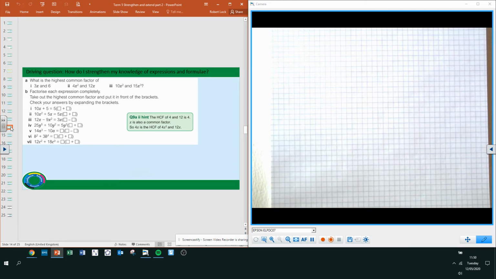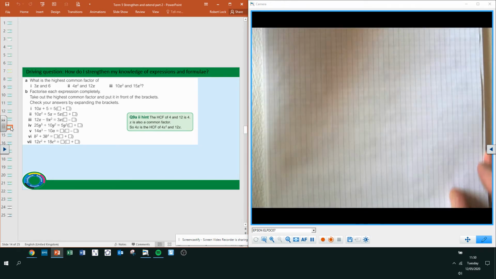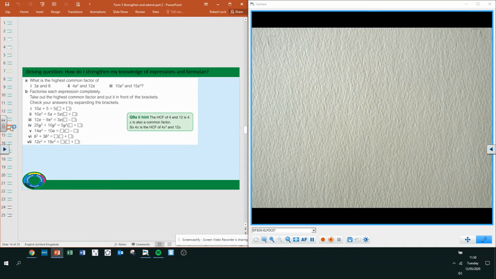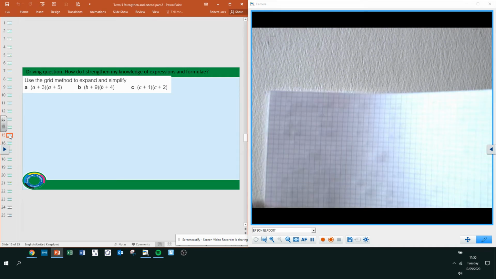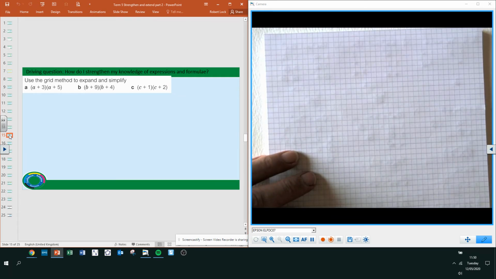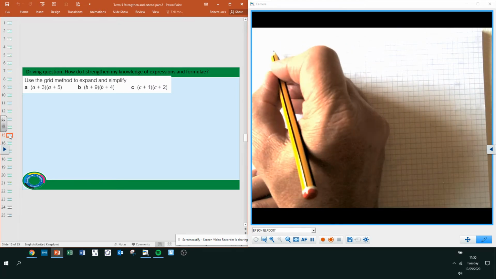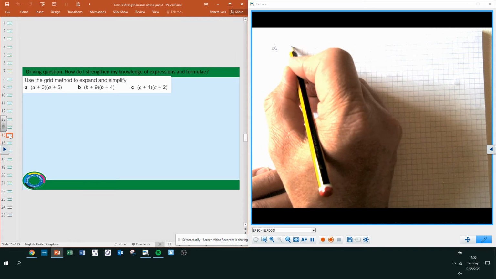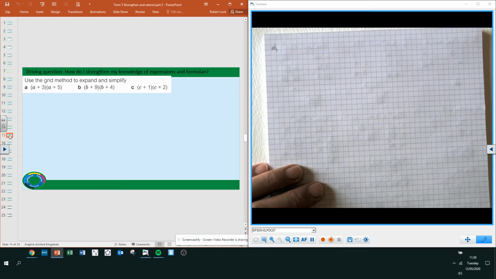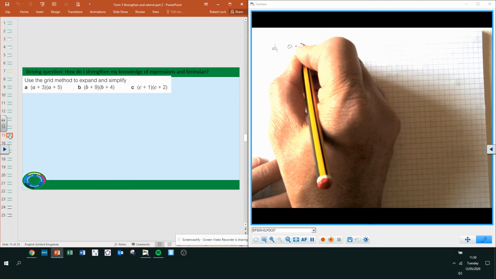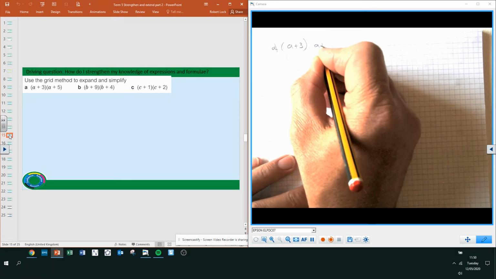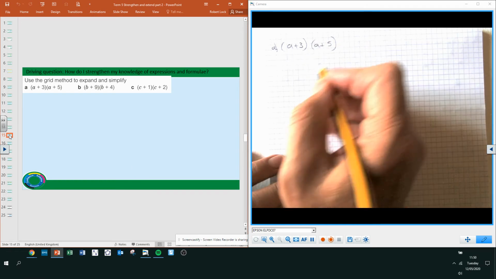How did you do? Next screen. Pause it, have a go yourself, and come back when you're ready. So, use the grid method to expand and simplify. So a plus 3, a plus 5, grid method.